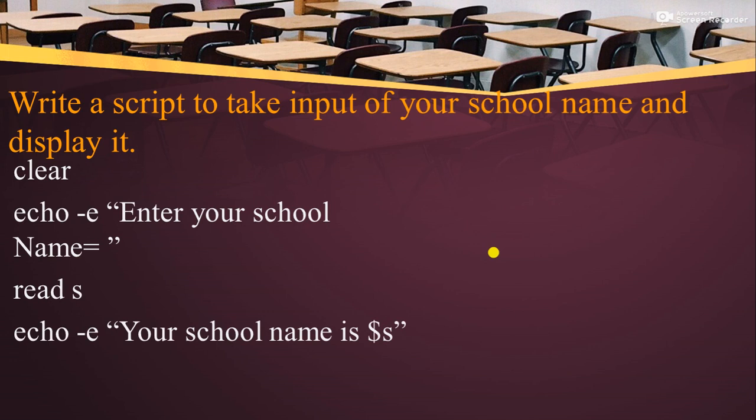Again I'm telling you that echo is used to display the message, -e is used to display this message into the new line, and over here $s, the dollar sign is used with the variable to display the value of the variable at the output time. So dollar is used for displaying the value of the variable which we have entered from the user at the output time.